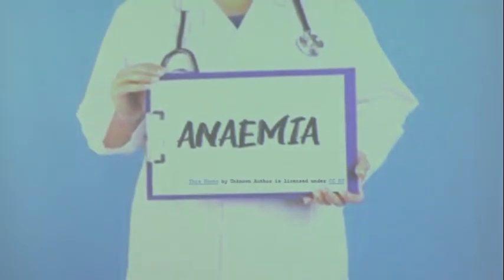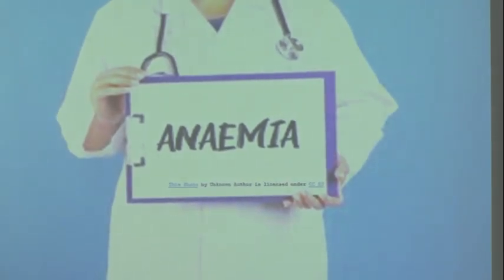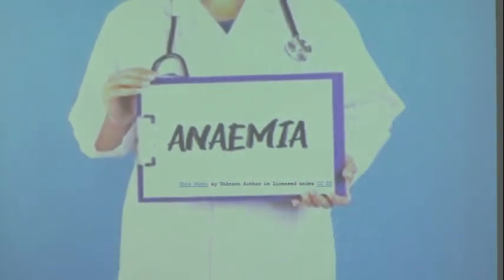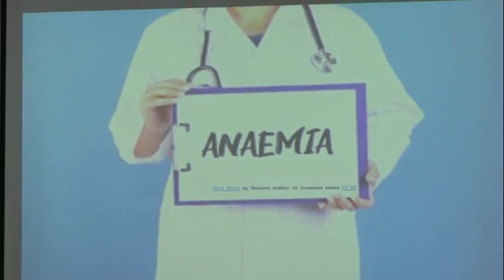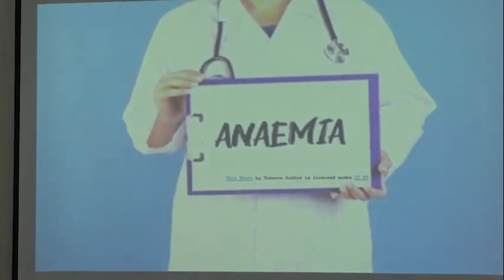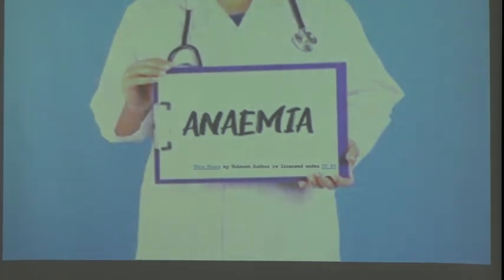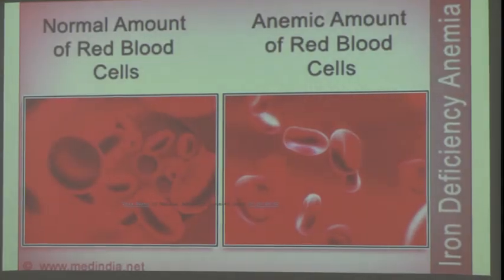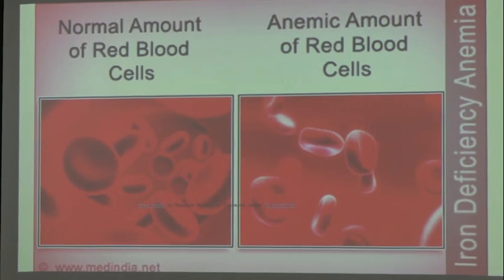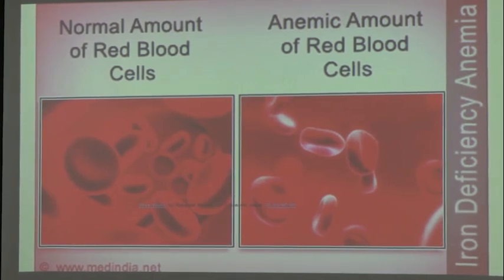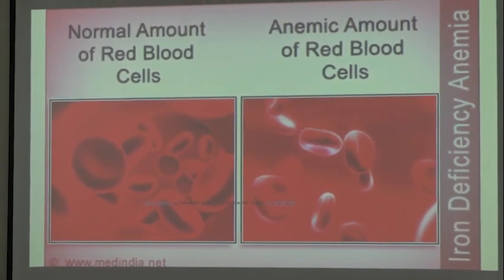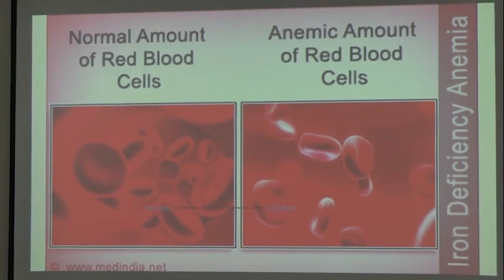So this is anemia. Anemia means 'an' means no, without, and 'emia' means blood. It's a condition without blood, means less blood. So the term anemia came from that only. See, anemic blood is having less RBCs, where the normal blood is having more RBCs.